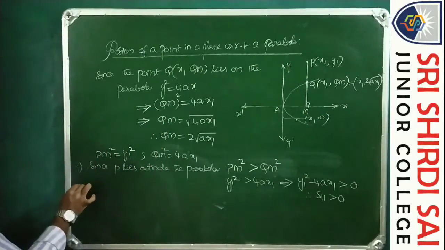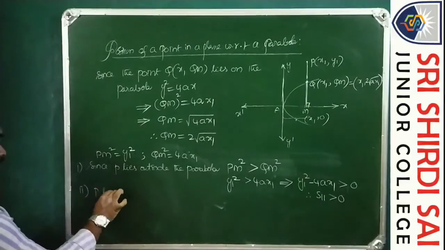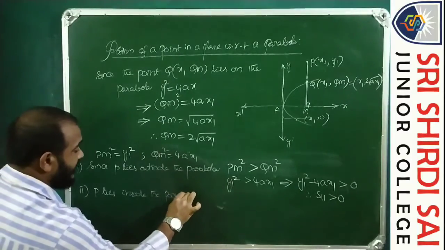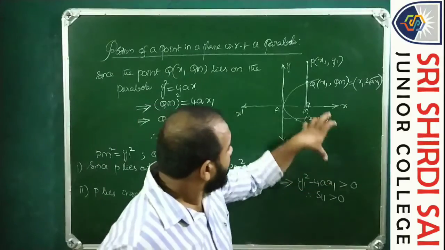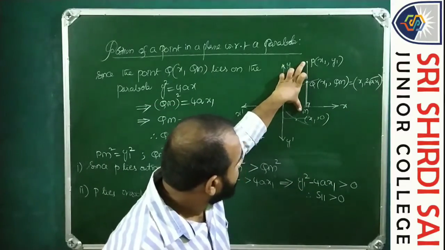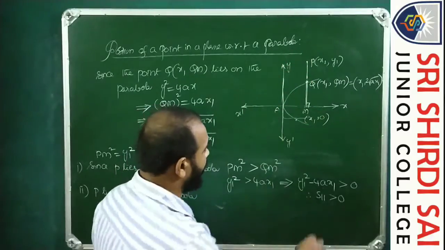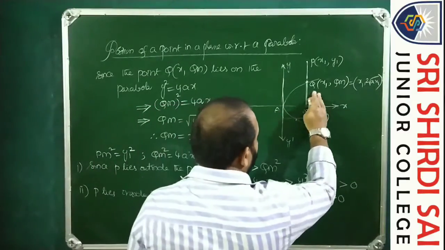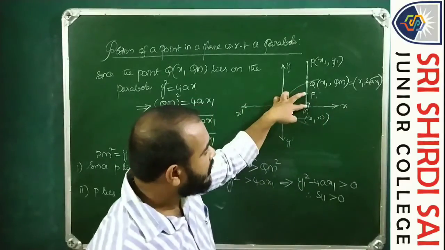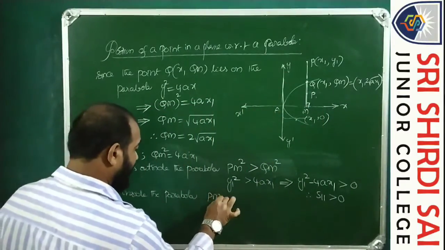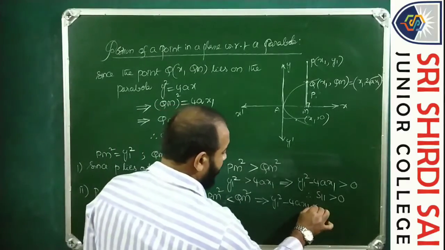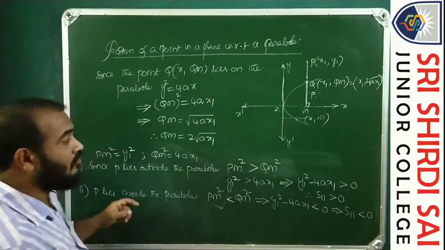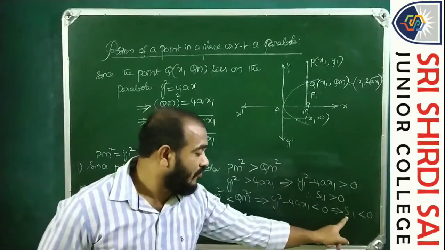Now, the second condition is if P lies inside the parabola. For example, take P here, then PM is less than QM. PM square is less, that is y1 square minus 4x1 is less than 0, that is S11 less than 0. Therefore, if P lies inside the parabola, then S11 is less than 0.